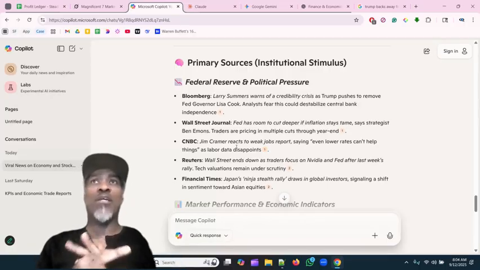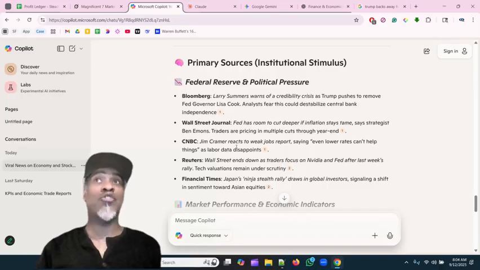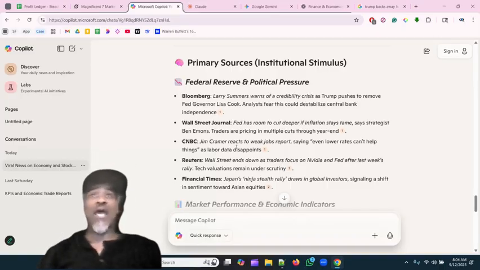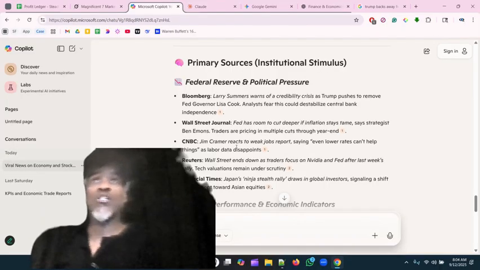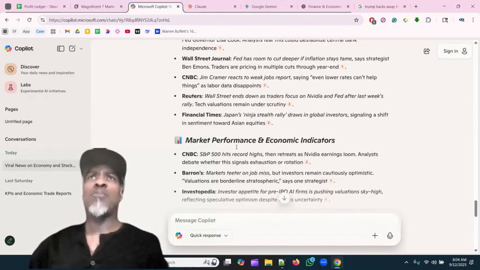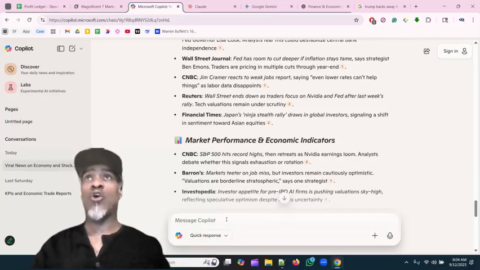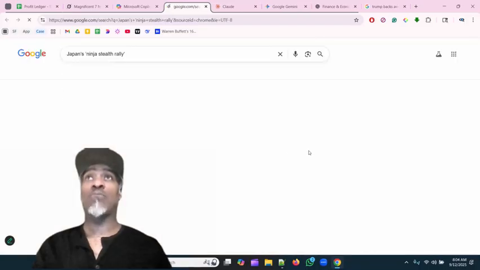Jim Cramer reacts to weak job reports, saying even lower rates can help things, which we know that. Reuters: Wall Street ends down as traders focus on Nvidia and Fed after last week's rally. Tech valuations remain under scrutiny. That's all echo. Japan's Ninja Stealth rally, I'm going to look that up, draws global investors, signaling a shift in sentiment toward Asian equities. Let's find out what this is. Look up everything that you don't know.